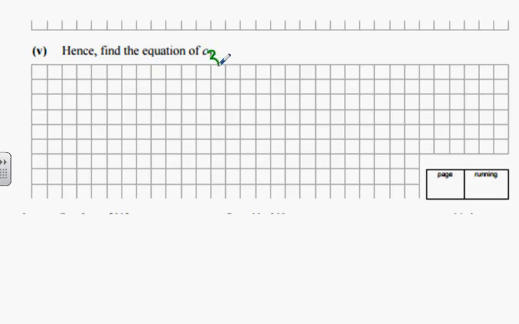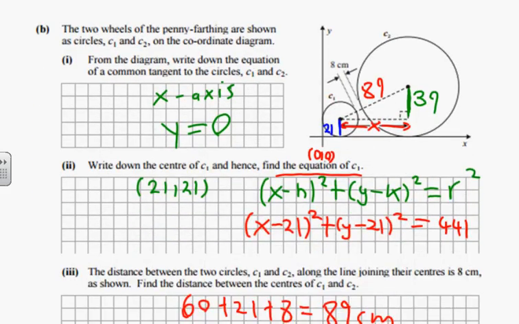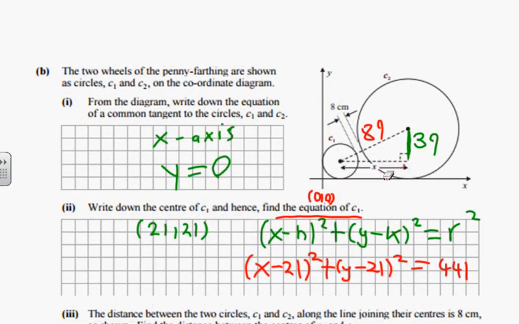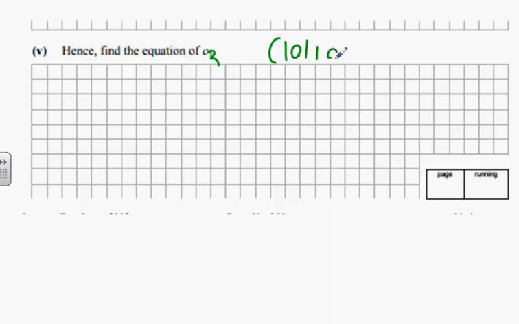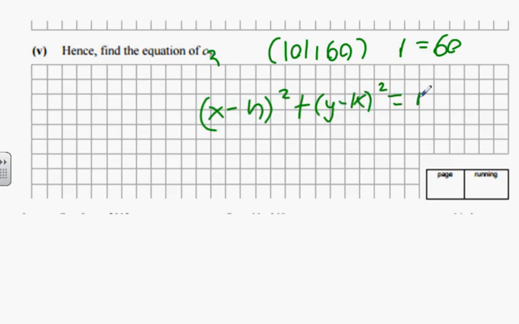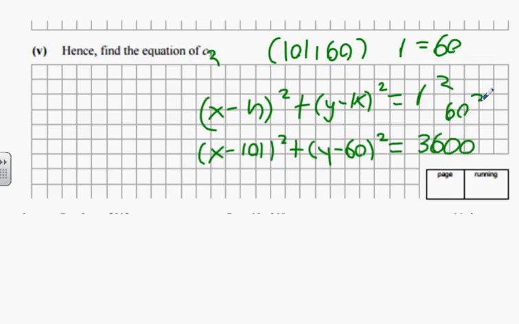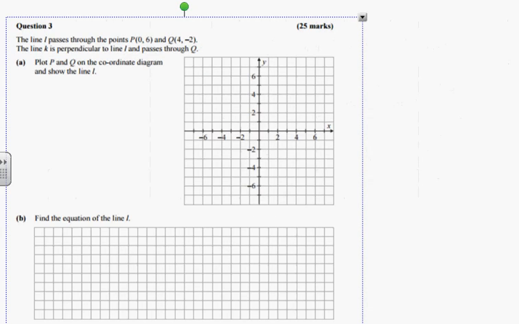It wants me to find the equation of the big one. The great news is, we've now found out that this is 80. We already agreed earlier on that the y value was 60. What is the x value? 81? Not 81, but close. 101, because you have 21 across for your first radius, plus your 80 is 101. So we have the centre (101, 60) with a radius of 60. Once again, x minus h squared plus y minus k squared equals r squared. So x minus 101 squared plus y minus 60 squared equals 3600, which is 60 squared. And that's the equation of your circle there. Okay. Stop it there for a minute.